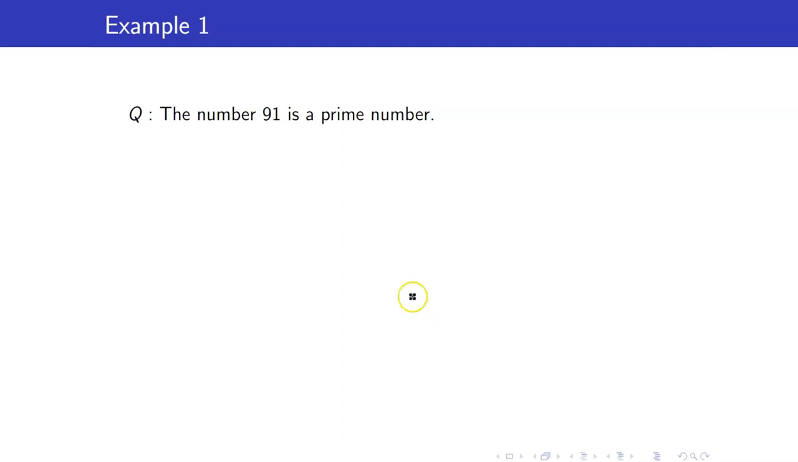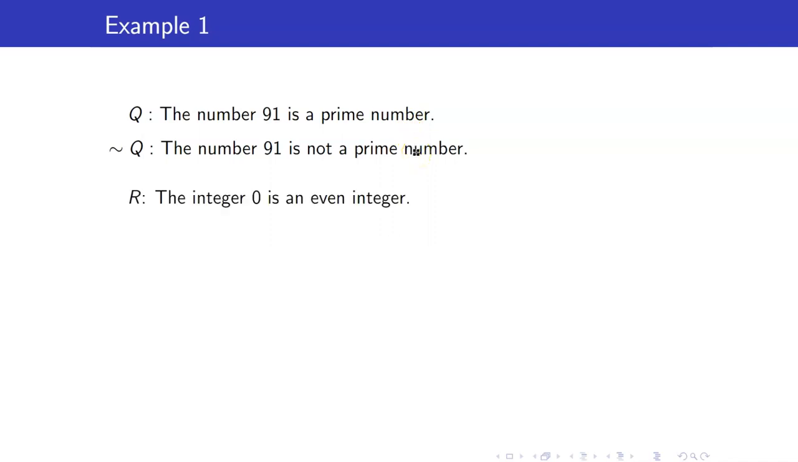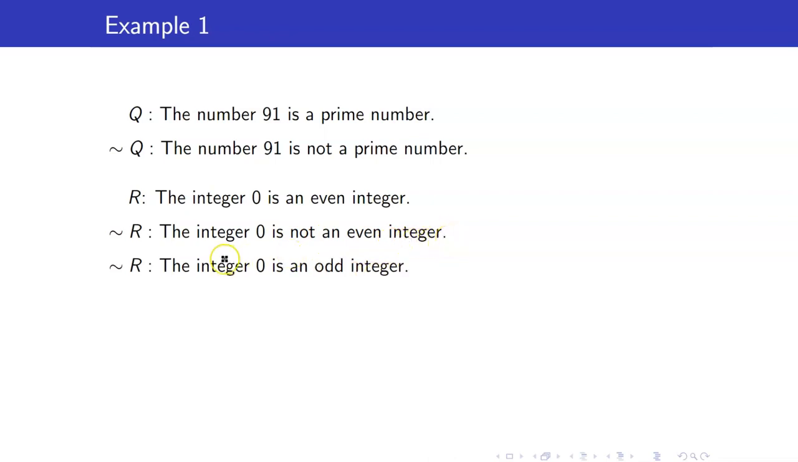For example, let us get the negation of the proposition Q. The number 91 is a prime number. What is its negation? The number 91 is not a prime number. Another example, the integer 0 is an even integer. Its negation is the integer 0 is not an even integer. Or you can also say that the integer 0 is an odd integer. Because if you're not an even integer, you are definitely an odd integer.